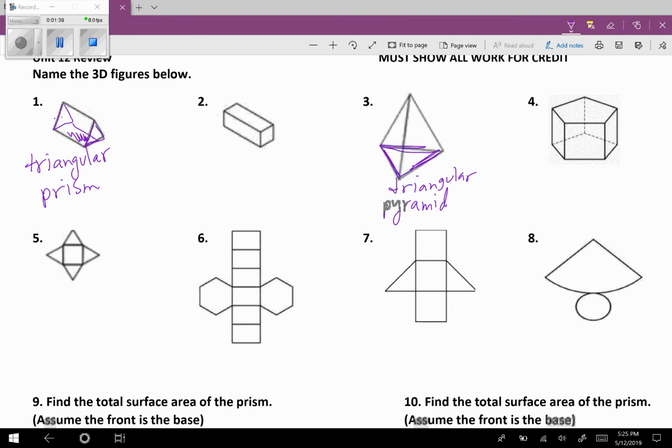Okay, number 5. Again, I got these triangular faces, so I know that this is a pyramid. And then I look at the bottom, okay, and these ones, we can see those sides are the same, so it is a square pyramid.